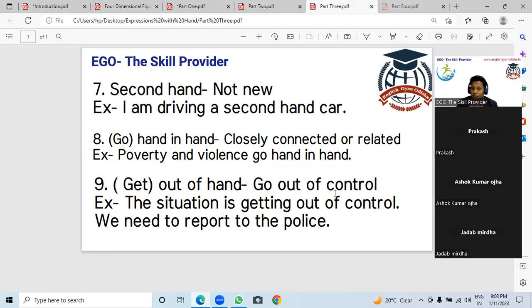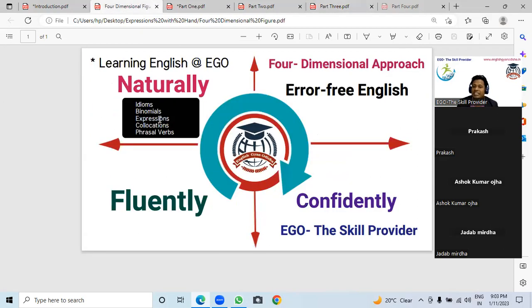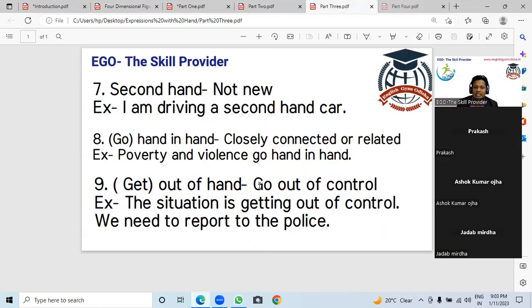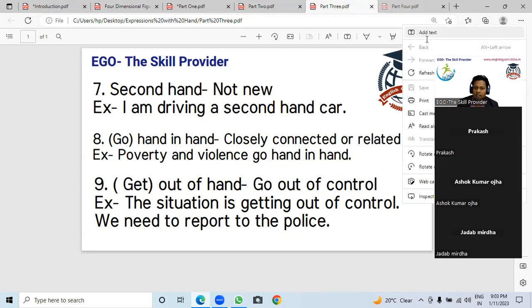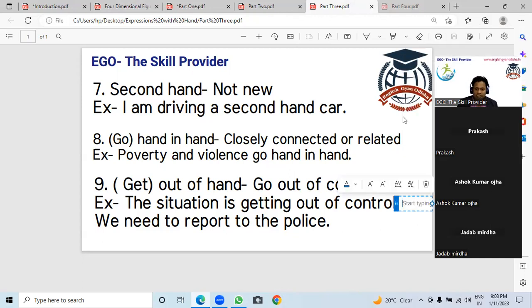But actually, if you want to speak just like a native speaker, you are supposed to use this expression. What is that? Get out of hand. The situation is getting out of control, or getting out of hand. You can say it like this.